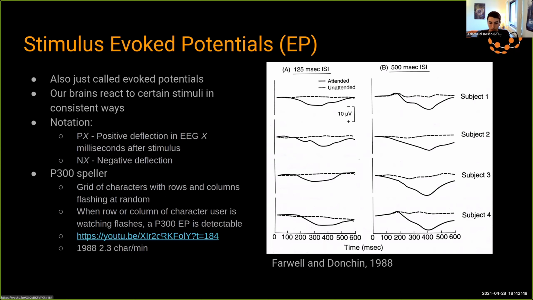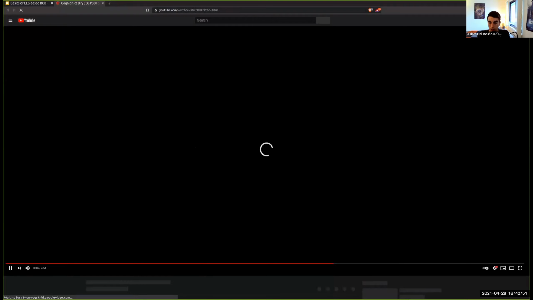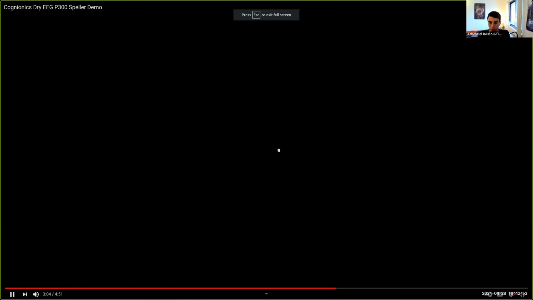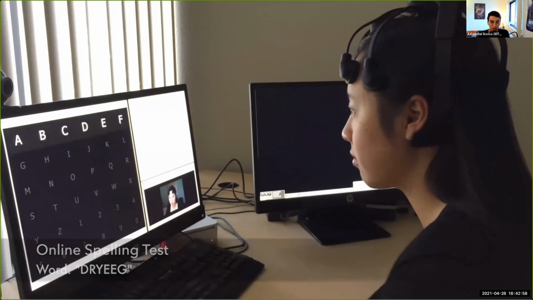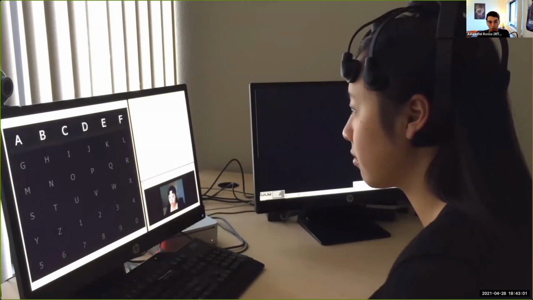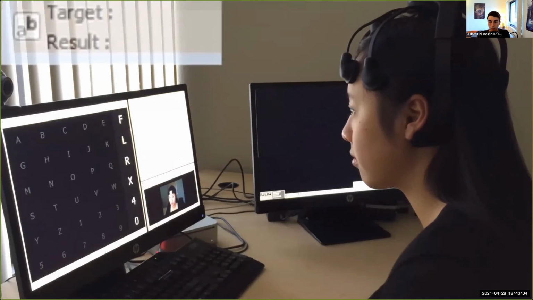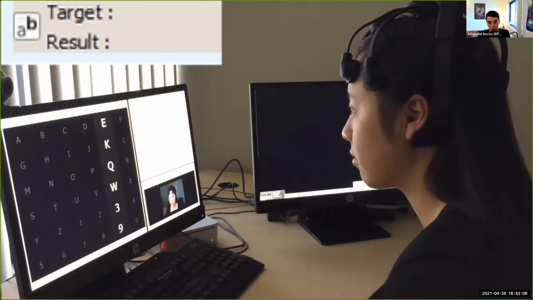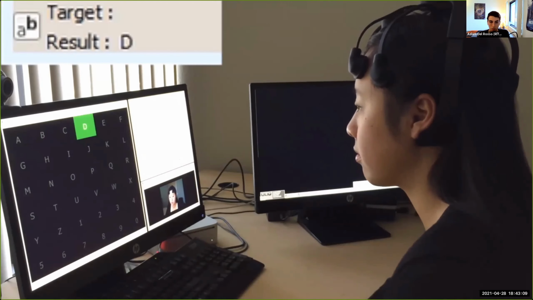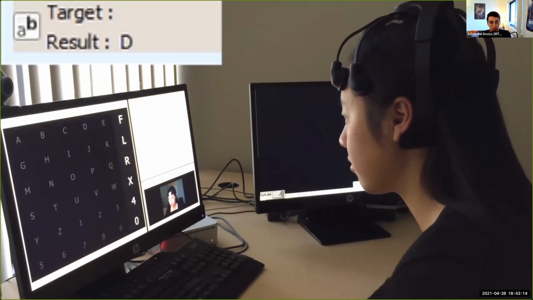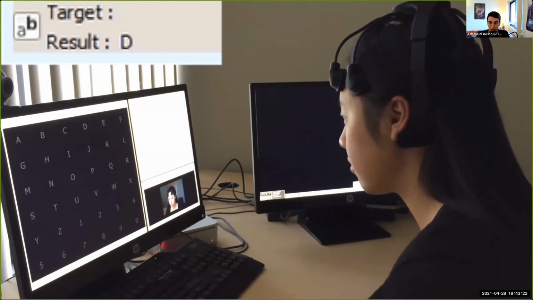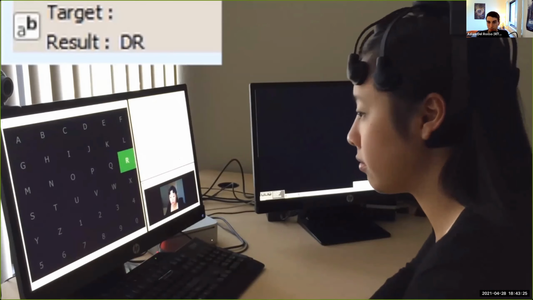So the P300 speller, I'll pull up this video and talk over it. It has all of your letters, and then your flashing rows or columns, and the user, the subject, is going to focus their attention on the letter that they want to be spelled out. And after enough flashes go by, the BCI system is able to detect which letter they had their attention focused on.